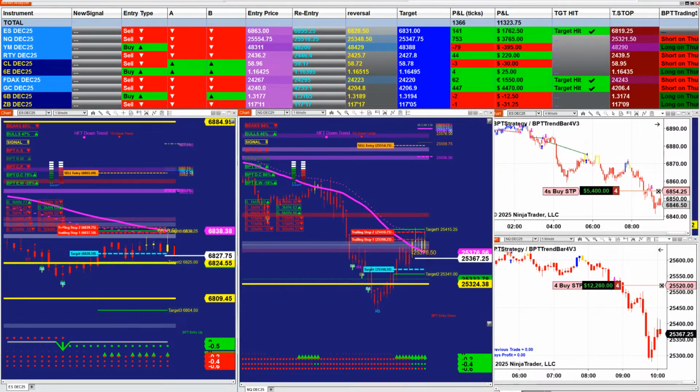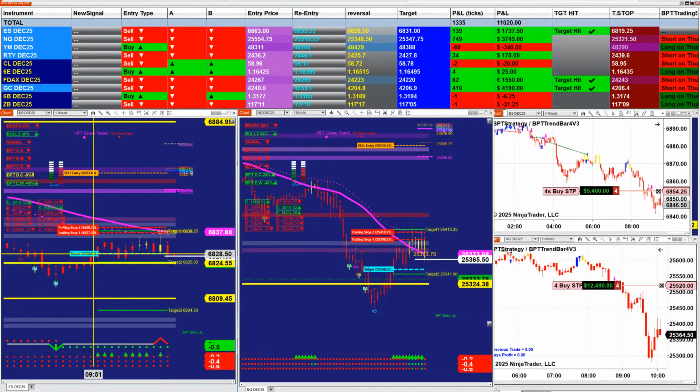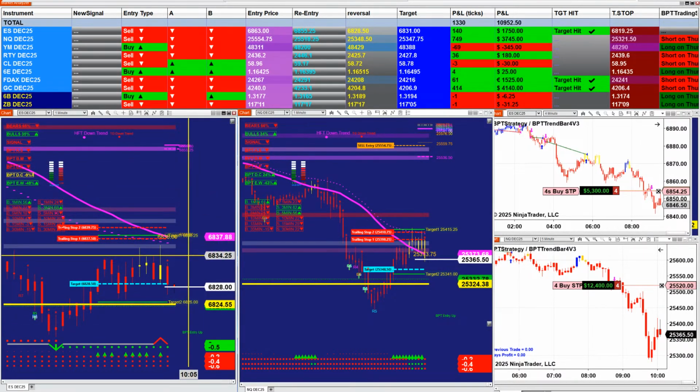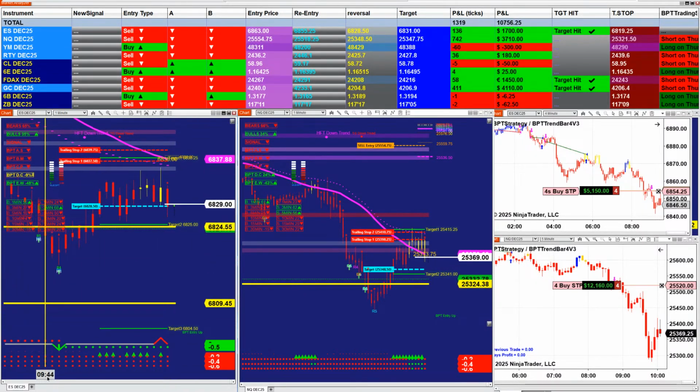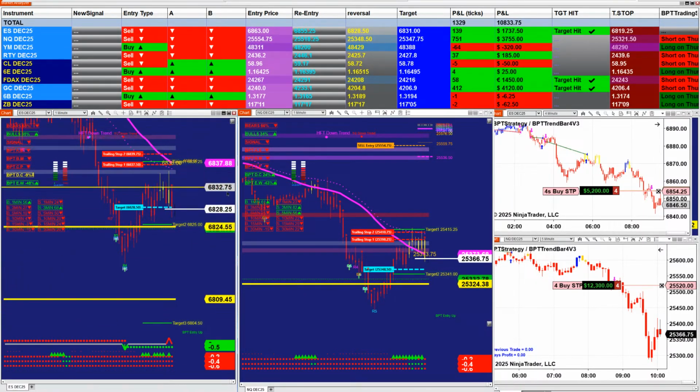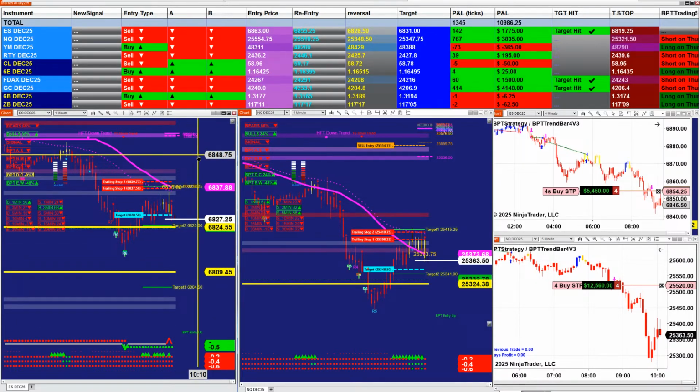On the ES, we're still going farther down. You see, the problem is we come in between those two yellow lines. This is where we reverse long, so I cannot call the short for you at the moment until we have very strong confirmation that there is a good potential for this market to go down at this moment.